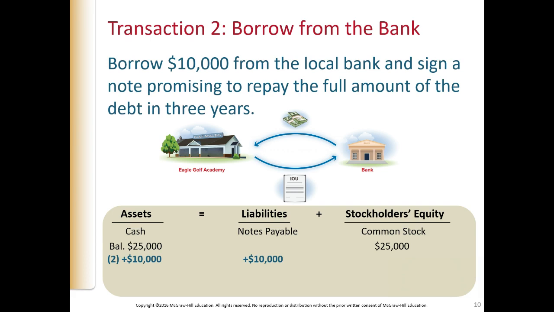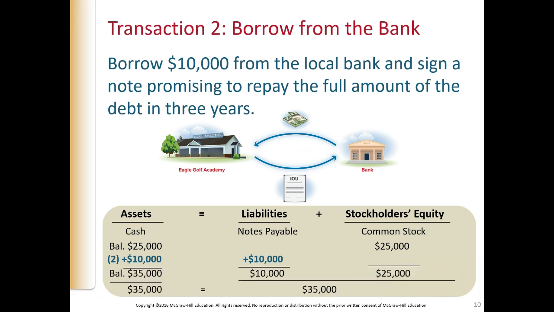We're calling this notes payable because we have to go to the bank and they will do a credit report on us. They'll ask for our assets and liabilities, personally or the corporation's, and then they will make us sign a note. And the note will have a due date that we're going to repay and an interest rate. After this transaction is entered, we now have total assets, all in cash, $35,000. And we have $35,000 on the right side of the equation made up of two different parts. Liabilities, $10,000, and stockholders' equity, $25,000.